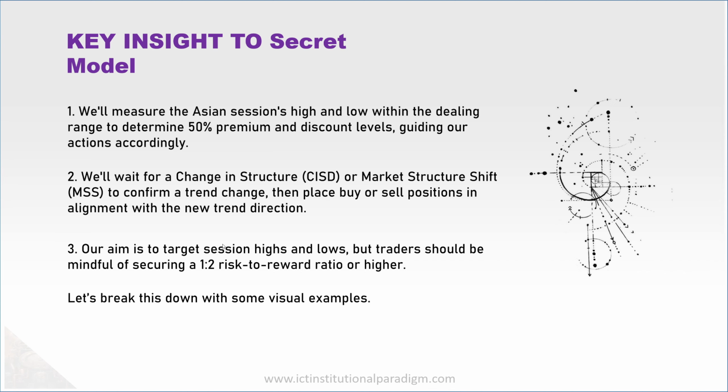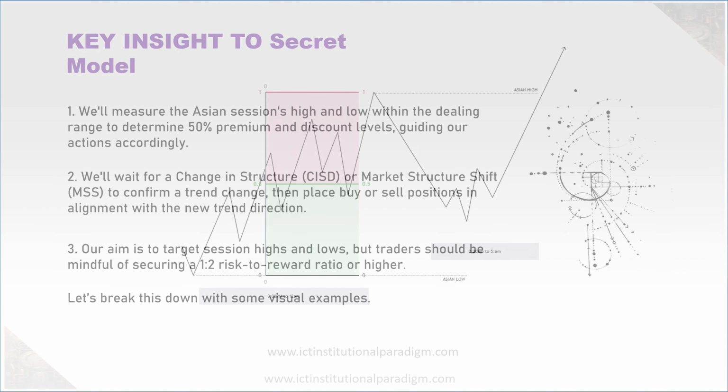So our aim is to target session highs and lows, but traders should be mindful of securing a 1 to 2 risk to reward ratio or higher. We should be keeping this in our mind. We will not be going for 1 to 1. We would only be thinking of 1 to 2, right? So let's break this down with some visual examples.